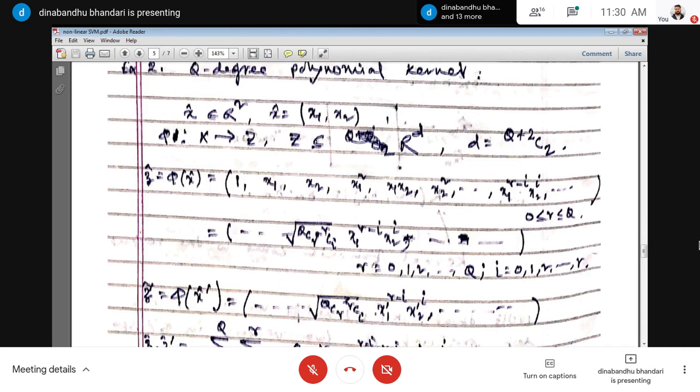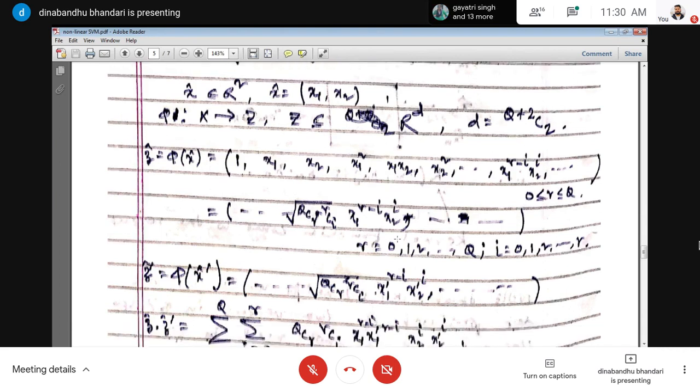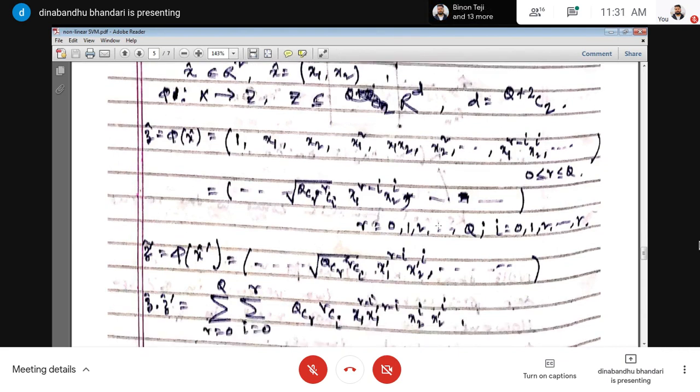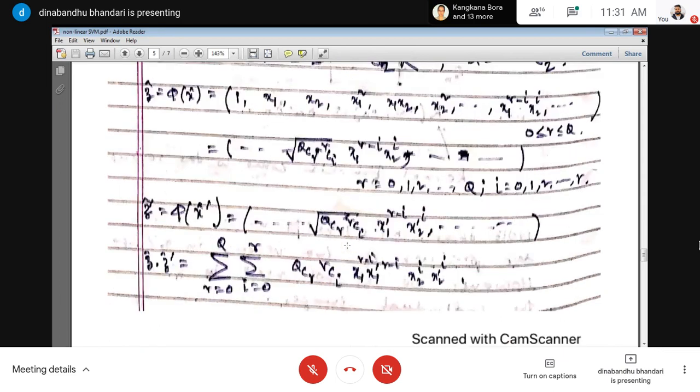This is a huge number of terms, right? Depending on q. So you transform z dash also, then you multiply each term. It would be a summation of this term: q C r, r C i, x1 to the power r minus i, x1 dash to the power r minus i, x2 to the power i, x2 dash to the power i. Okay, so you can correctly guess what it is.